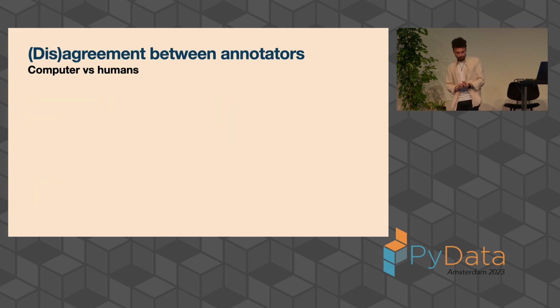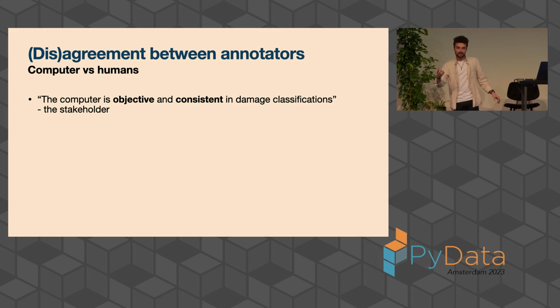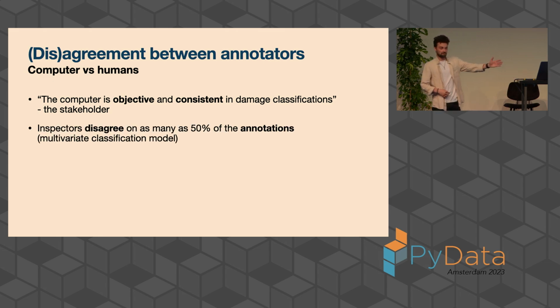What we also found was that there is quite some disagreement in how we annotate the labels. The perspective of a stakeholder was, okay, now that we're doing inspections with the computer, we should be more objective and more consistent with how we classify our assets, right? Well, the inspectors disagreed on up to 50% of the annotations in a setting of a multivariate classification model, which means the data set is not even unified in its decision. So if we train a model on this, of course it's not going to be objective and consistent.